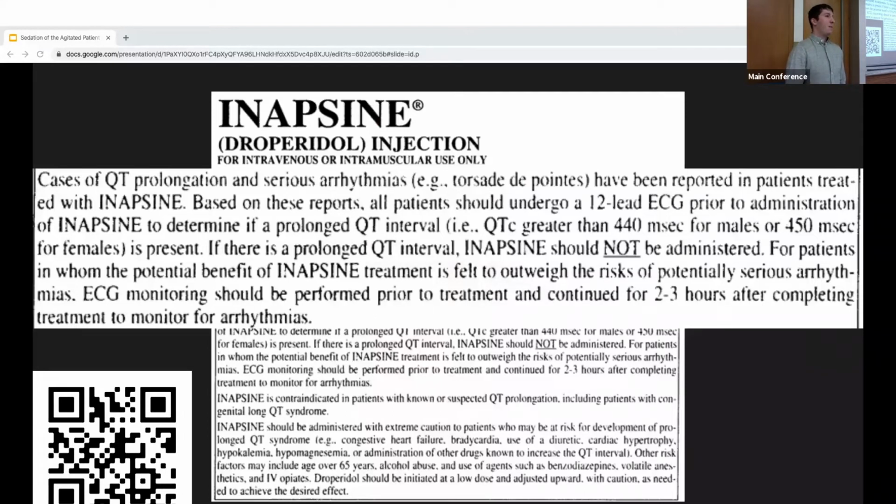So Dr. Hoffman made the point that torsades should not be spelled with an S. There should be only an S after pointes. That was interesting. Or you could say TDP. The main thing you see here is that they want you to get an EKG before administering, and patients have to be monitored. Because of this, it was taken off the market.